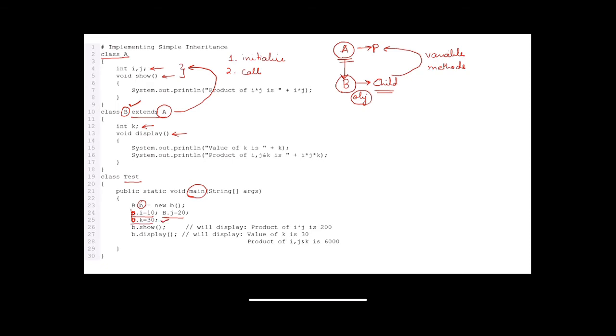Since my show function belongs to my A class and A class is inherited by B class, I can call this show function using the object of B class, that is small b. Also, you can see that the display function of the B class is called by the object of the B class. So this is the concept of single inheritance.